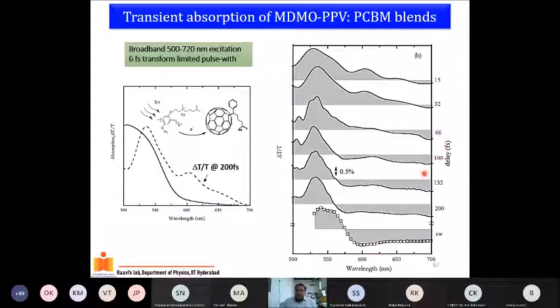If you look at it, it has grown by 100 femtoseconds. This entire band has grown, and once the band has grown, this remains as it is all the way from 100 femtoseconds to a few milliseconds, which is the CW photoinduced absorption data.